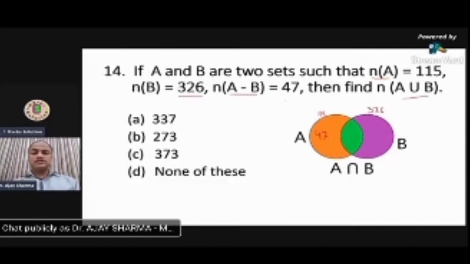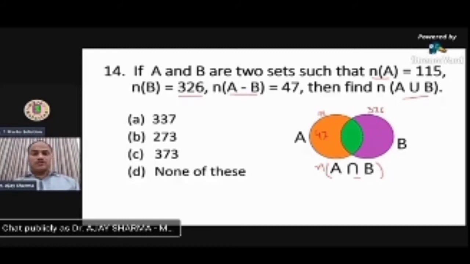Obviously, when such a question comes, students quickly try to find this green portion, that is N(A ∩ B), first, and then apply the formula. That is also a possibility, and that is one method, but I will tell you the easy method here. The easiest method says look at the figure carefully and try to guess what we are actually finding. We are finding A union B, and this is the whole colored portion.